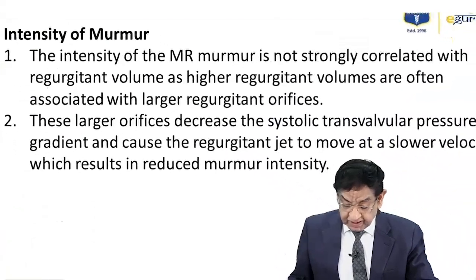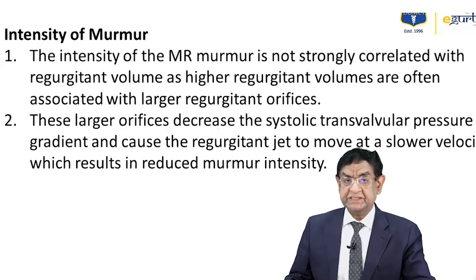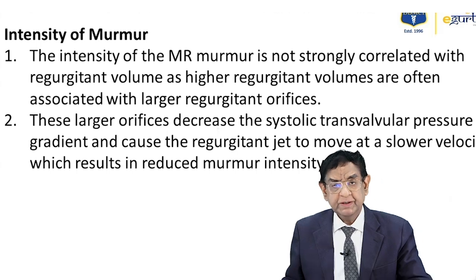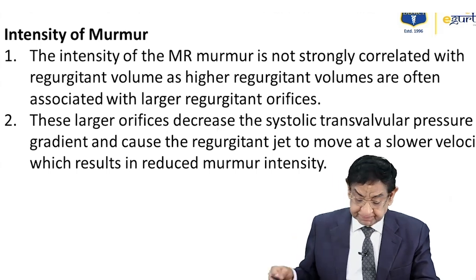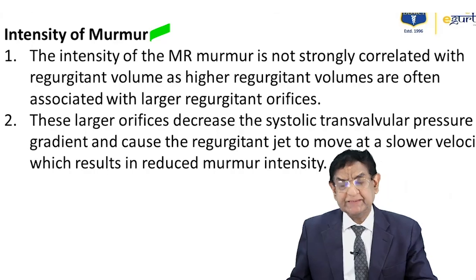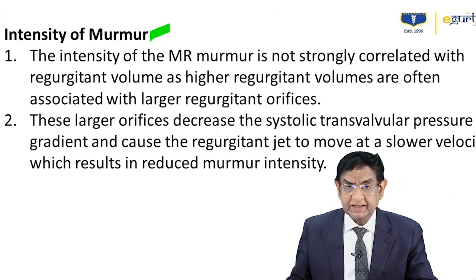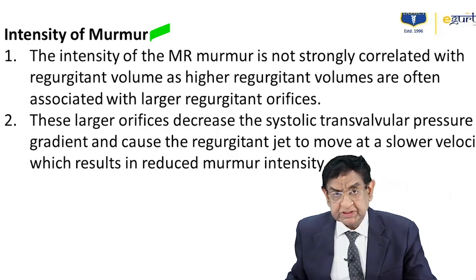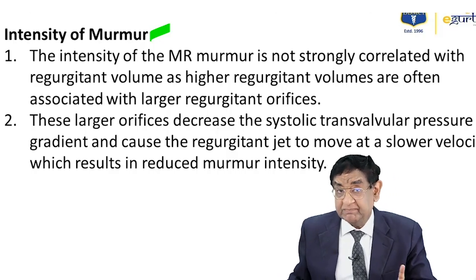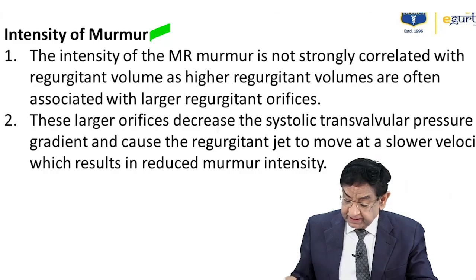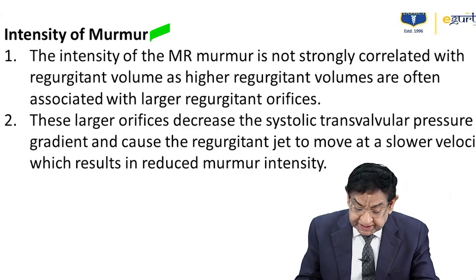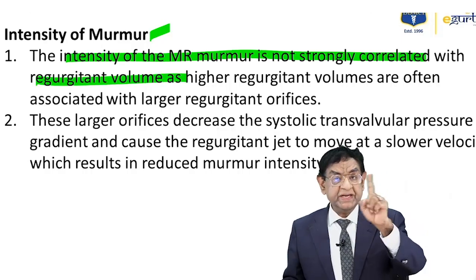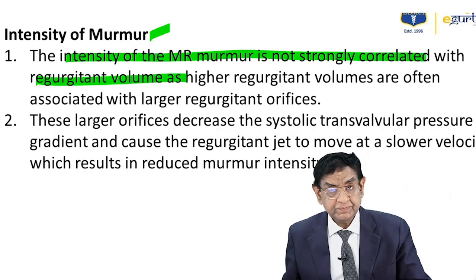Now we learned about the murmur, that we are getting a pansystolic murmur. Let's talk about the intensity of the murmur. We know the basic concept that in mitral stenosis, the longer the murmur, the more severe it was. Now what about here? Intensity of murmur does not correlate with the regurgitant volume. Okay?